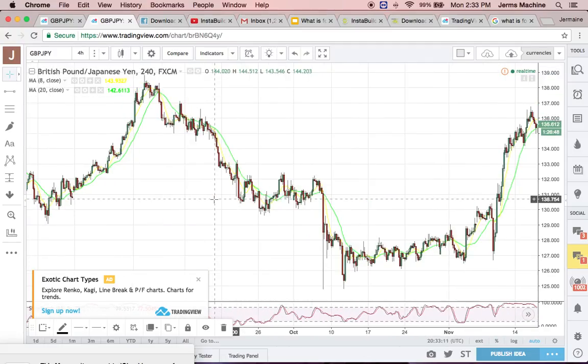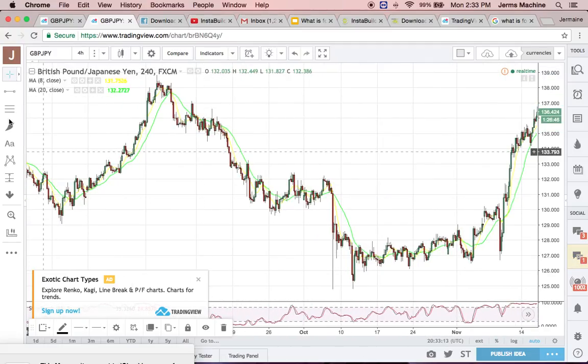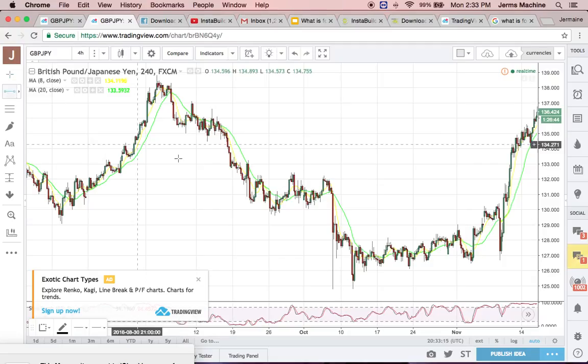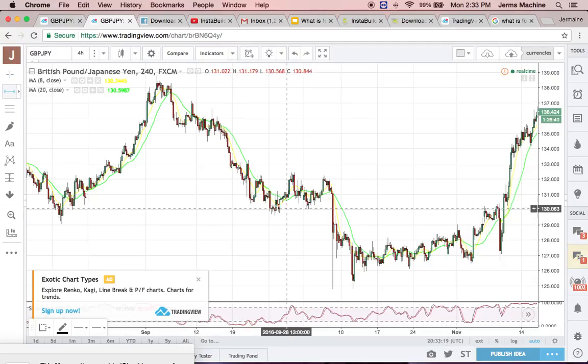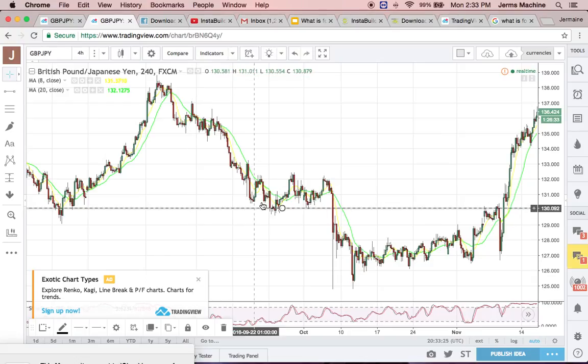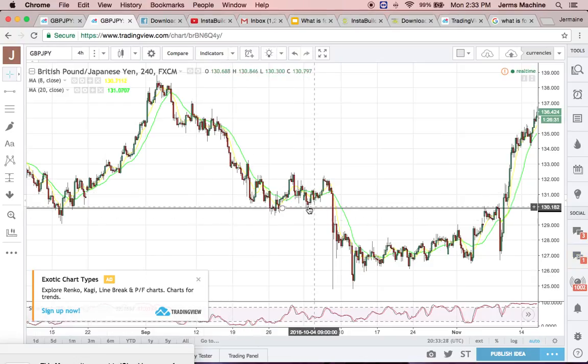All right, I'm going to scroll back. Once again, in this area here, I see a lot of action. It stopped price here. It stopped price here. It stopped price here. So I'm going to mark that area. All right, so I have that area also marked.